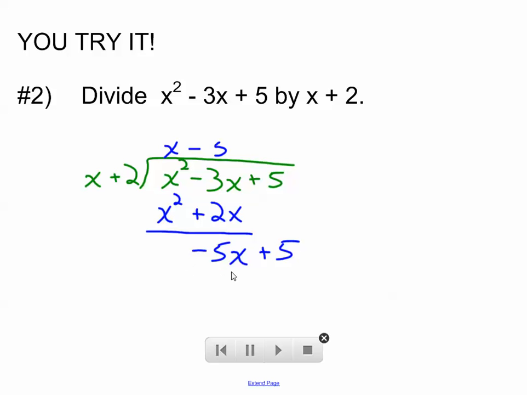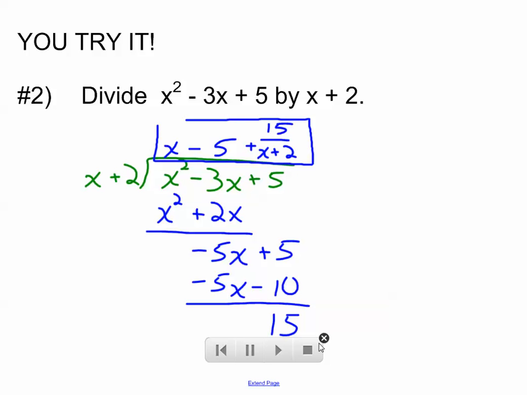X times what is negative 5x? X times negative 5 is negative 5x. And negative 5 times 2 is negative 10. We subtract. It's actually 5 plus 10, or 5 minus negative 10. And that's our remainder, 15. We'll put it in fraction form, 15 over x plus 2. So x squared minus 3x plus 5 divided by x plus 2 is x minus 5 plus 15 over x plus 2.